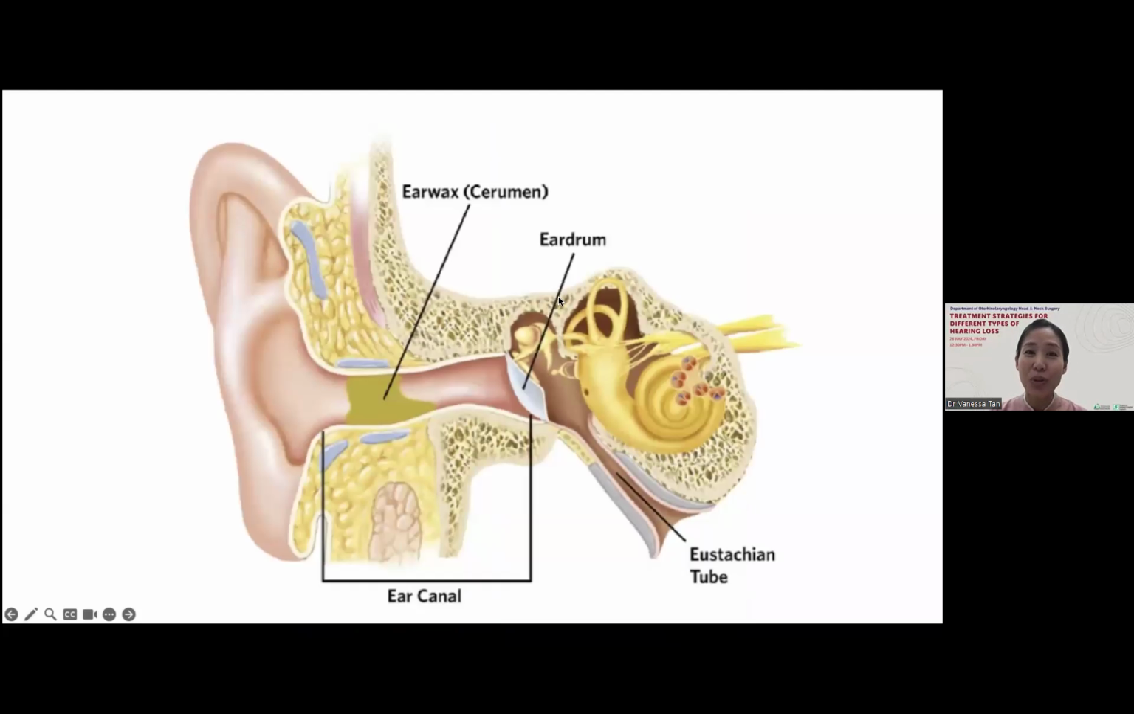So with regards to earwax, the earwax is usually produced in the outer part of the ear canal. This is a picture showing the ear canal, and the ear canal can be divided into a soft cartilaginous area, where the cartilage is soft, and an inner bony compartment, where you can see the ear canal is bony and hard. The glands that secrete earwax are located in the cartilaginous part of the ear canal.